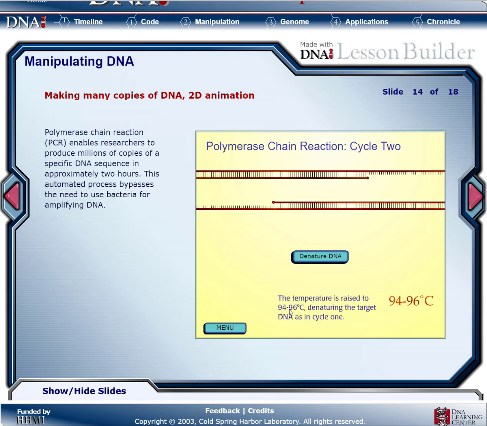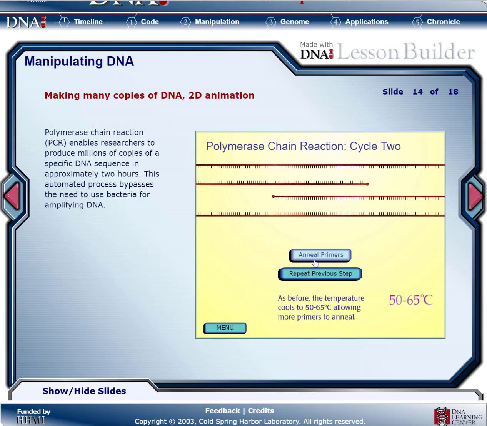The temperature is raised to 94 to 96 degrees Celsius, denaturing the target DNA as in cycle 1. As before, the temperature cools to 50 to 65 degrees Celsius, allowing more primers to anneal. The temperature is again raised to 72 degrees Celsius. Taq polymerase binds to each priming site and synthesizes a new DNA strand.